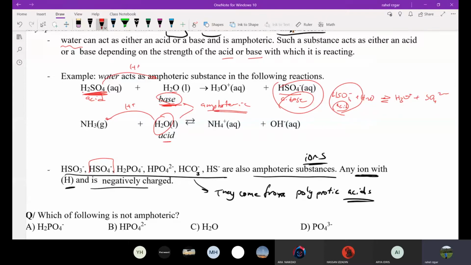Depending on the reaction, is it reacting with something that is more acidic or something that is more basic? If it reacts with something more acidic, it will become a base. If it reacts with something more basic, it will become an acid.